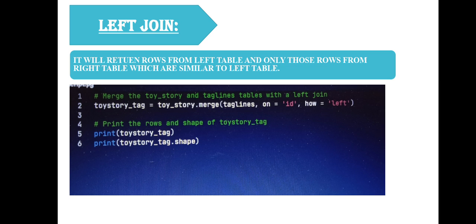For example, in the query you can see merge the Toy Story and taglines tables with left join. Here toy_story_tag is equal to toy_story.merge into taglines on equal to id and how is equal to left. Left means left join. Print the rows and shape of toy_story_tag. Simply type print and then toy_story_tag, and in the next print toy_story_tag.shape.